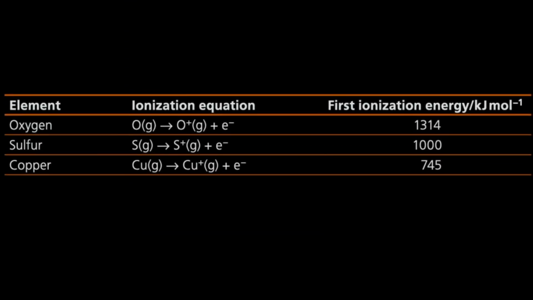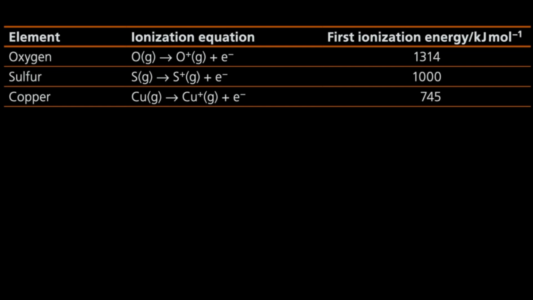But other elements, like here are oxygen's first ionization energy equation, sulfur's first ionization energy equation, copper's first ionization energy equation. And you can see the values differ from element to element. You will notice that it's the metals that will tend to have low ionization energies and the non-metals will tend to have high ionization energies. Oxygen in the 1300s, sulfur 1000. But if you remember, sodium was less than 500.